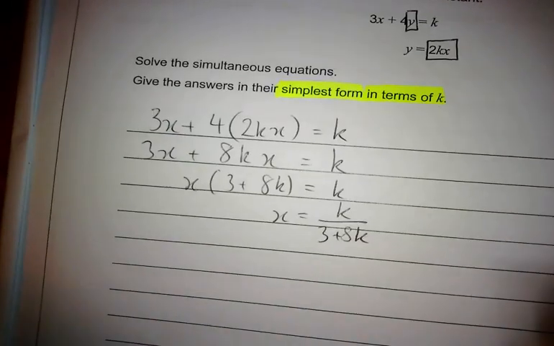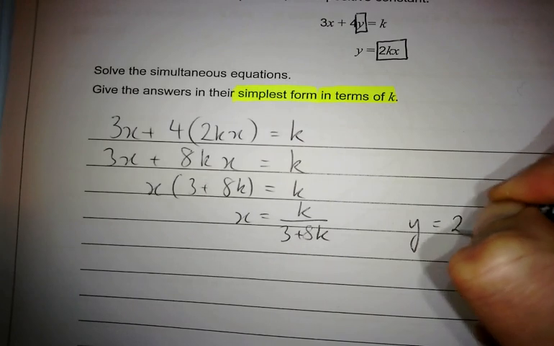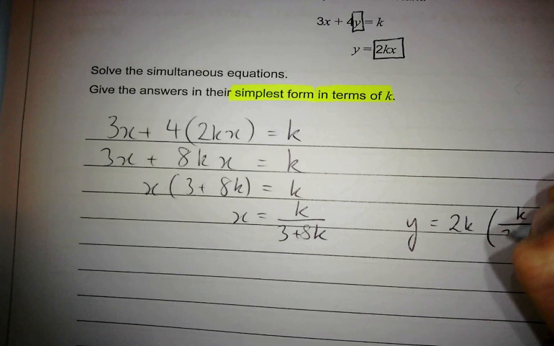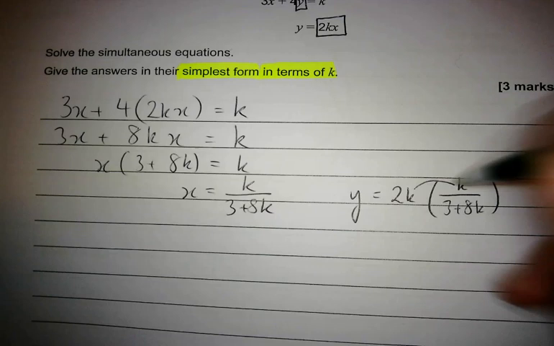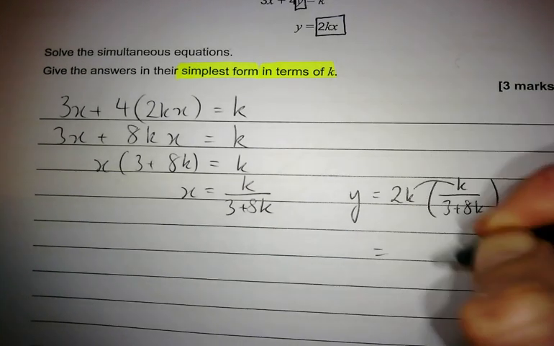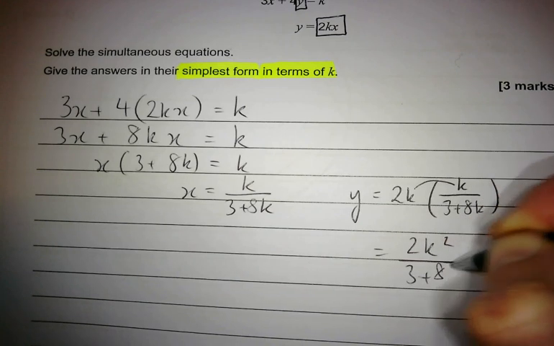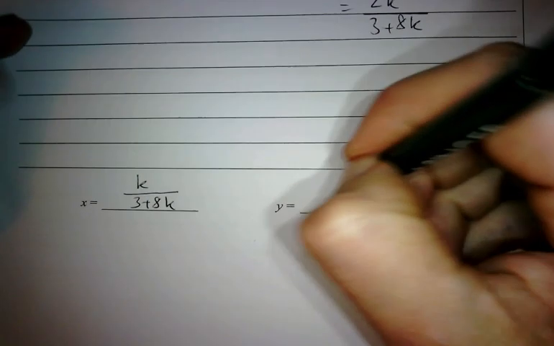And now I'm going to see if I can find y. So I'm going to use this equation, y equals 2k lots of x, k over 3 plus 8k. I'm going to multiply the numerator by 2k, so that's going to give me 2k squared over 3 plus 8k. Again, that can't go any simpler, so I can leave that as my final answer.